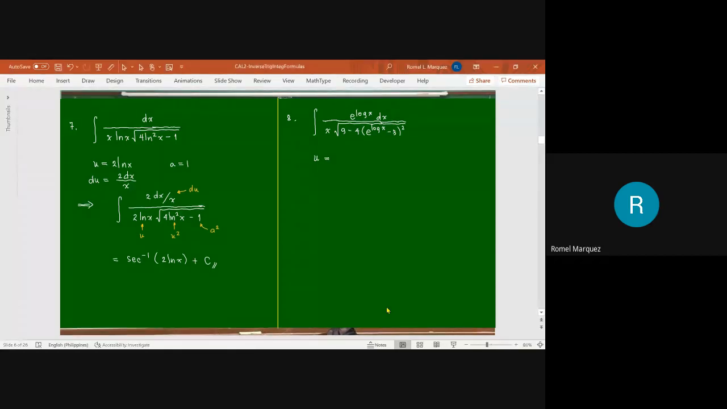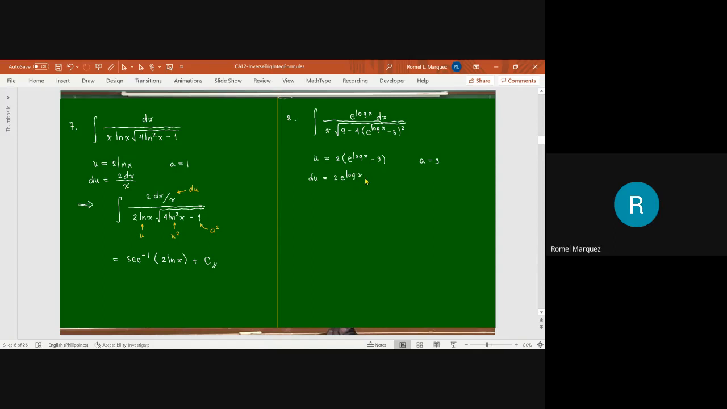Guys, Ethan, anong u? 2 e to the log of x minus 3. Okay, guys? Yan, kasi ito yung u squared. Ang a natin is 3. What is du, guys? Anong du? 2 times, ano ang derivative ng e to the log of x?